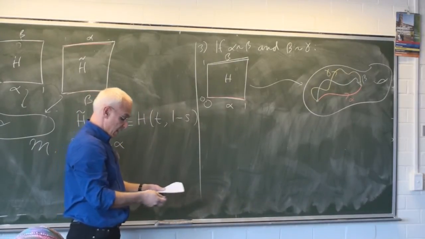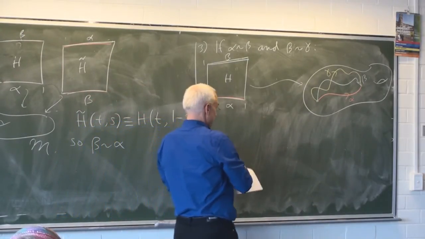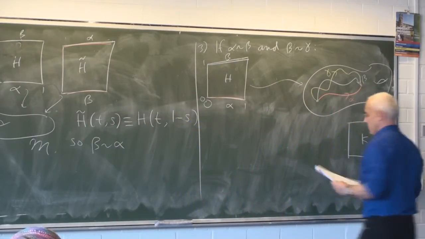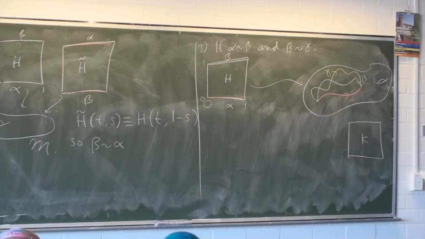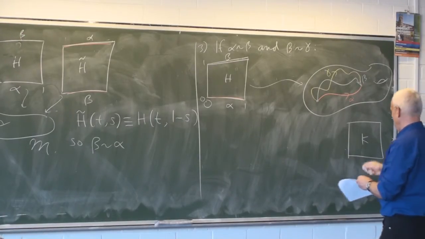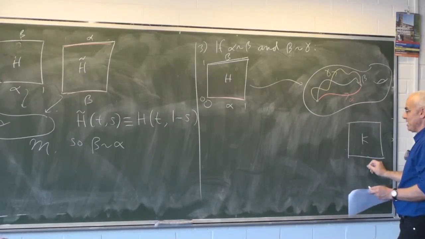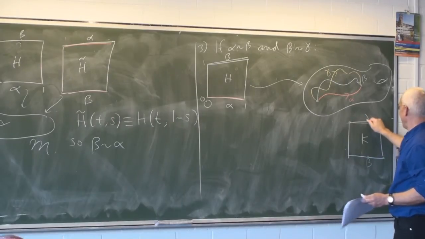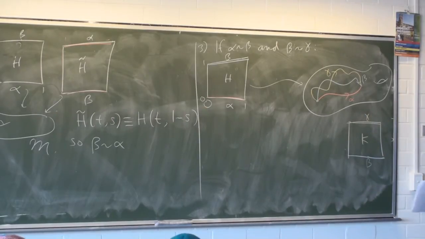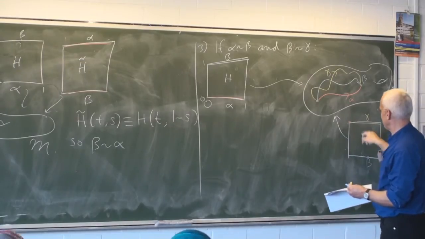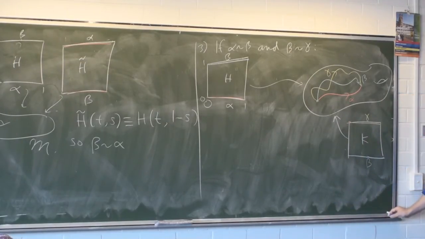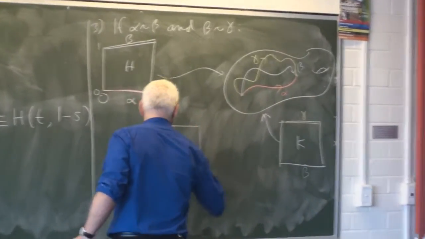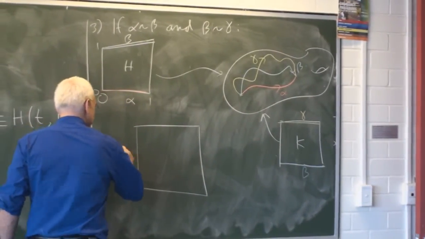And we also assume that we have another homotopy. Let's call it K over here. A homotopy from beta to gamma. So that would be beta on the bottom and gamma on the top. So we also have such a map. Let's call it K. And what do we want? We want to prove that alpha is homotopic to gamma.